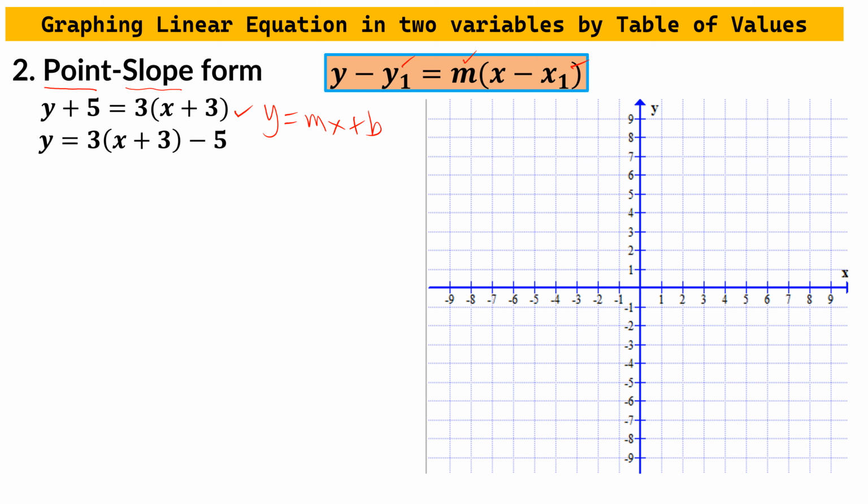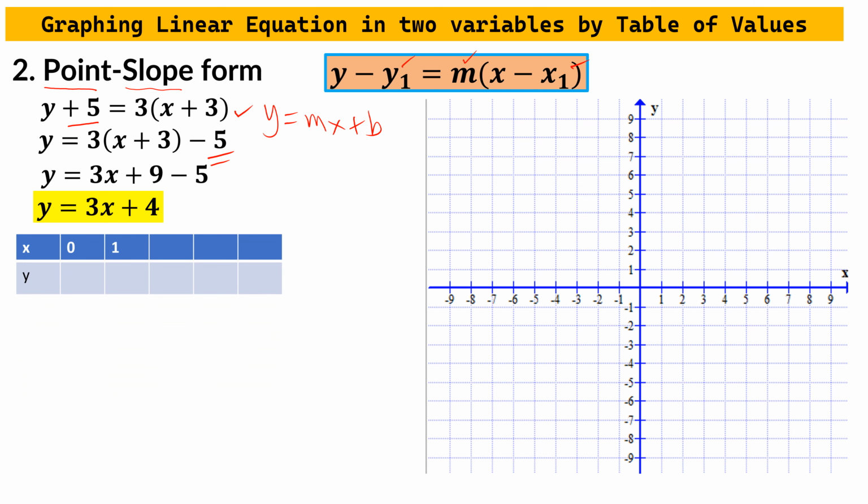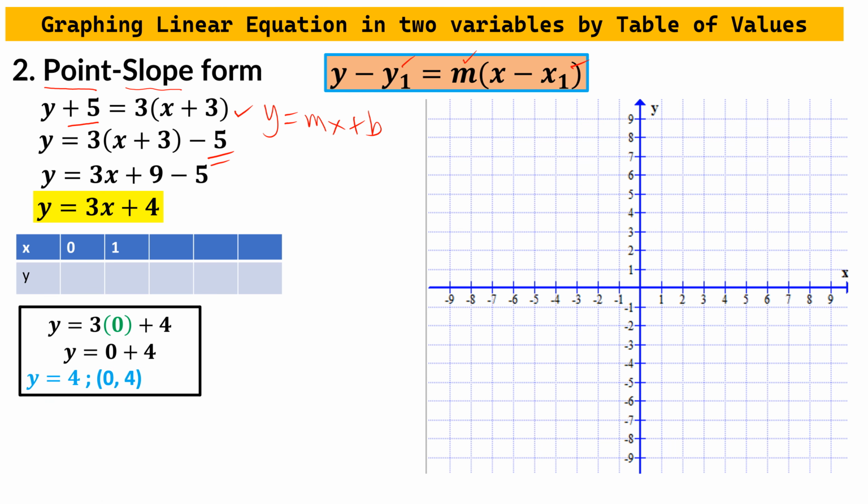So since the positive 5 is already on the left, we need to transpose it to the right. So it is now y equals 3x plus 9 minus 5, and the simplified form is y equals 3x plus 4. Then we have a table of values. Let us have the values of x, which are 0 and 1. If x is 0, then the value of y is 4, and the point is (0, 4). Then plotting it, x is 0 and y is 4.